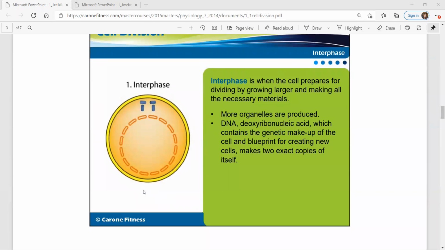Interphase is when the cell prepares for dividing by growing larger and making all the necessary materials. More organelles are produced. DNA, deoxyribonucleic acid, in other words, which contains the genetic makeup of the cell and blueprint for creating new cells, makes 2 exact copies of itself.